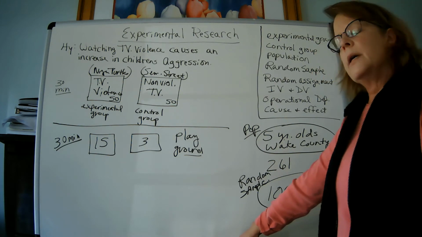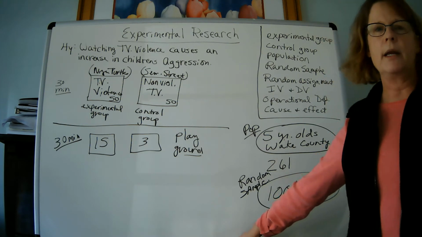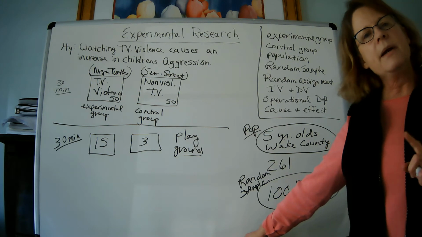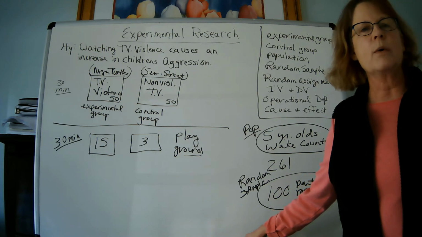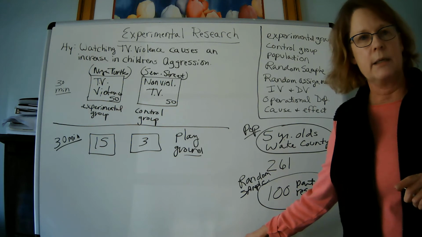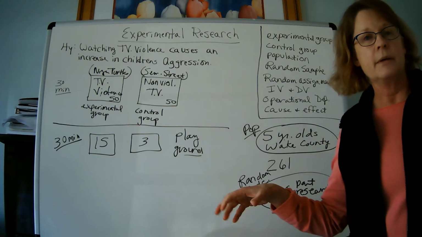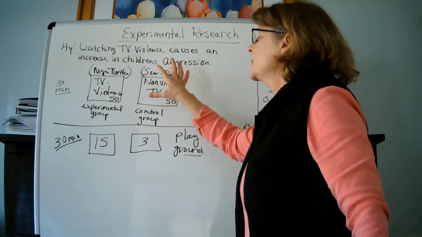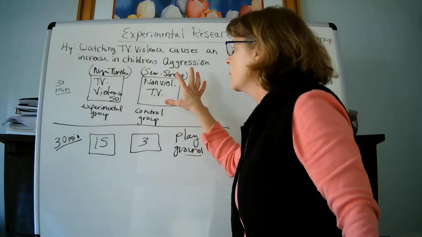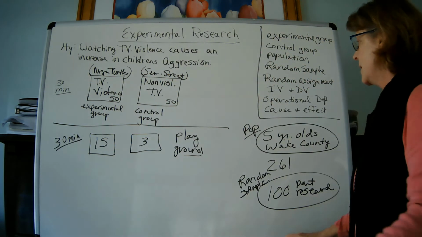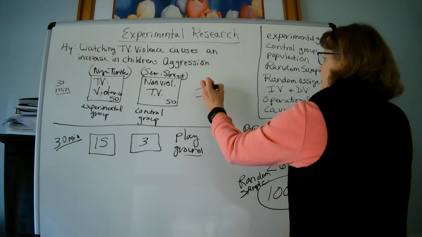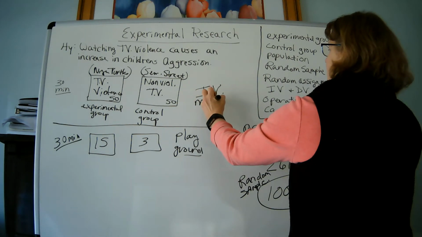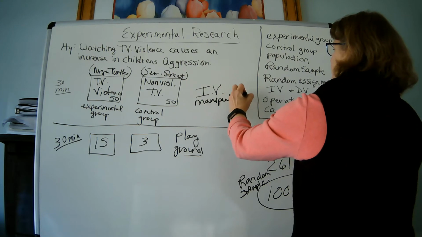What I want you to understand now is the difference between an independent variable and a dependent variable. The independent variable in research is always what the researcher manipulates or creates, what they set up. And so in this experiment, I set up my groups, I set up how many, I set up what they're going to watch. So that's my independent variable. It is what the researcher manipulates.